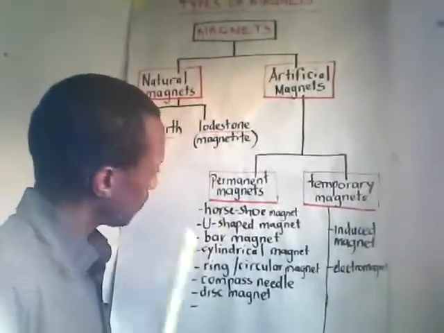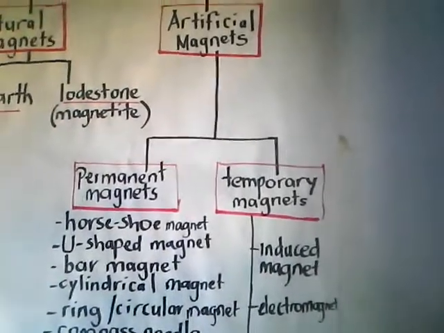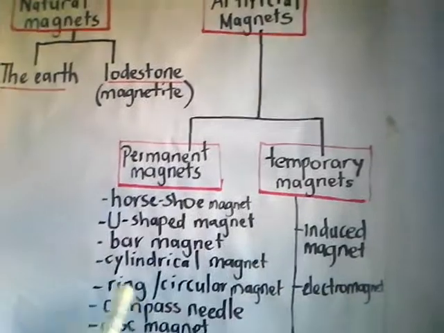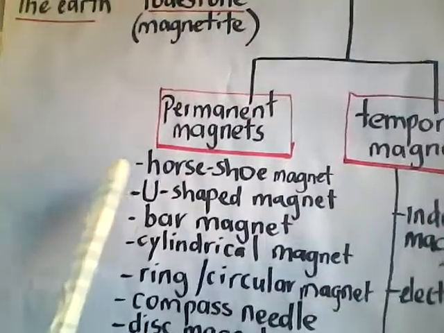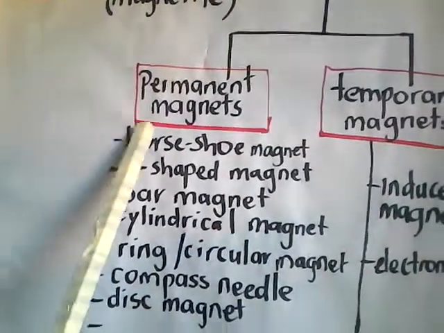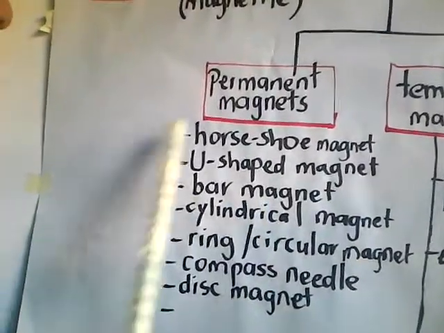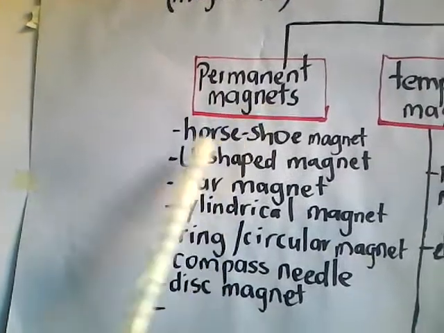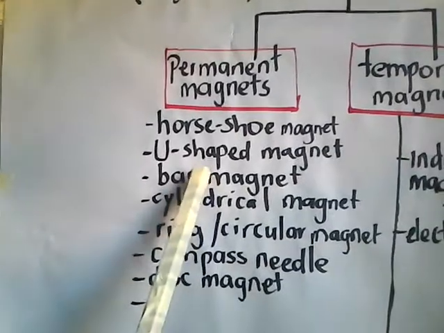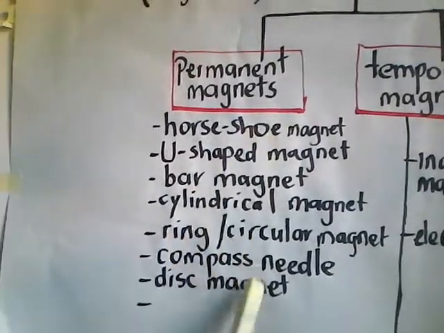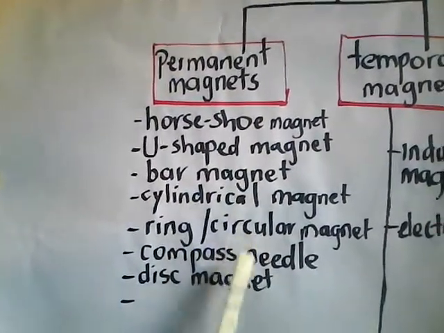Let's focus on the permanent magnets. We have got some illustrations of these magnets here. Examples include the horseshoe magnet and the U-shaped magnet. A horseshoe magnet and a U-shaped magnet are different, much as some books refer to them as one thing, but they are different, as we shall see in the illustration. Then we have got a bar magnet. Basically, when you hear the name, they are classified according to their shape.